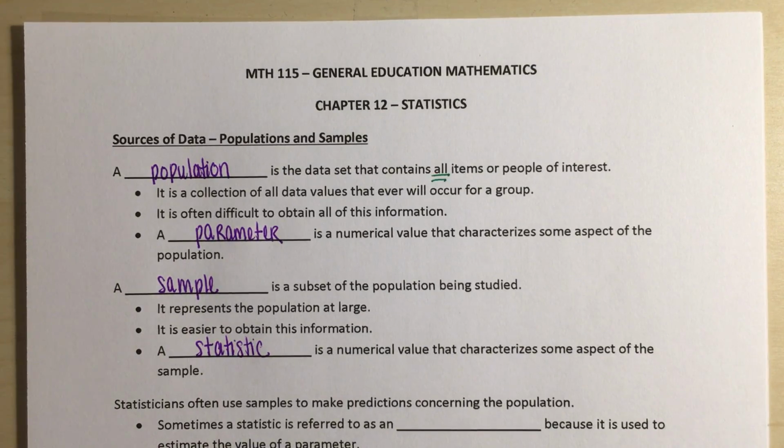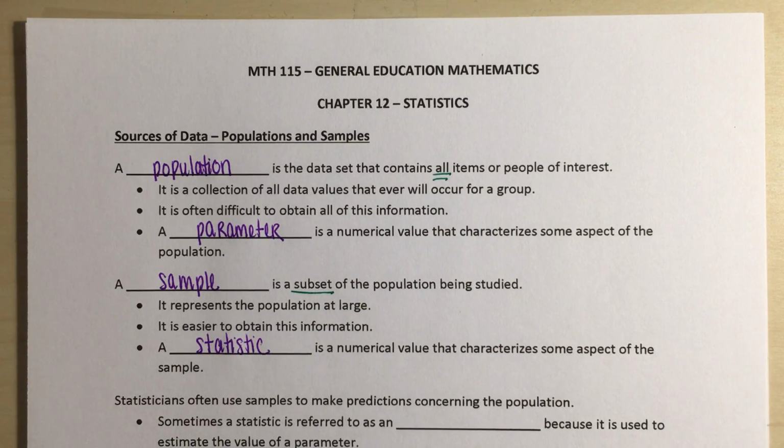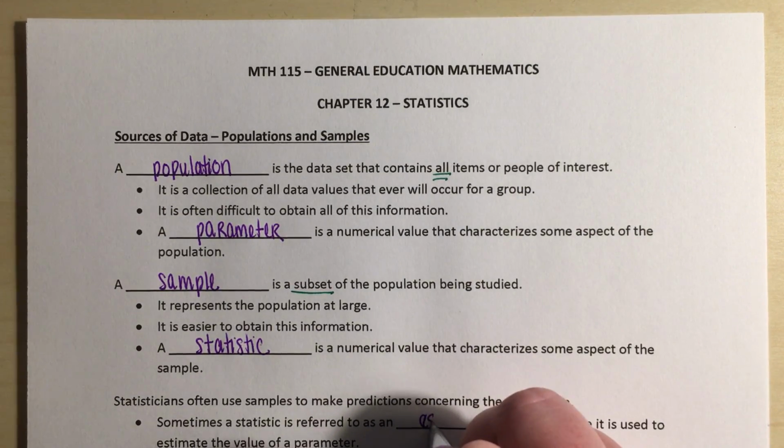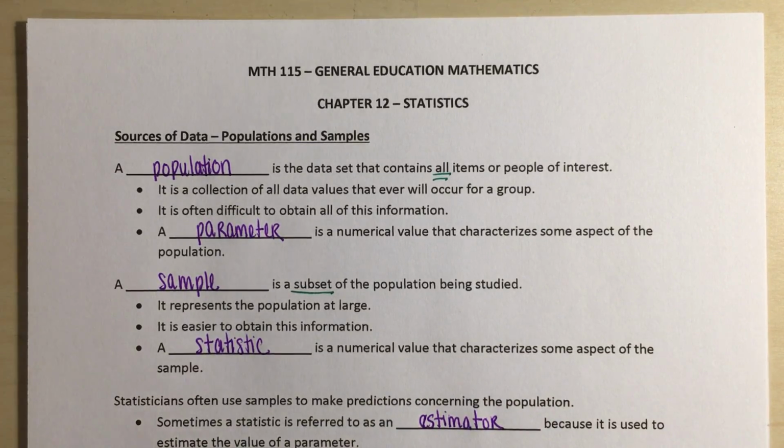Right? So our population deals with all of the items or people of interest, and our numerical values that go with populations are parameters, and samples are subsets of our population, and the numerical values that go with samples are statistics. Statisticians often use samples to make predictions concerning the population. So sometimes a statistic is referred to as an estimator because it is used to estimate the value of a parameter. So we often use our statistics from our samples to estimate populations in our proportions.